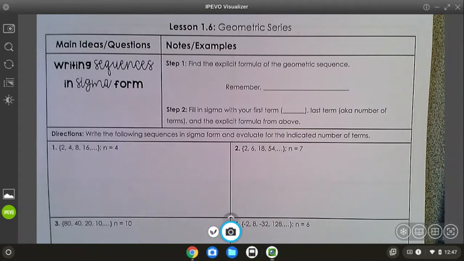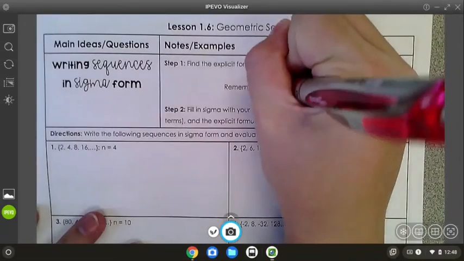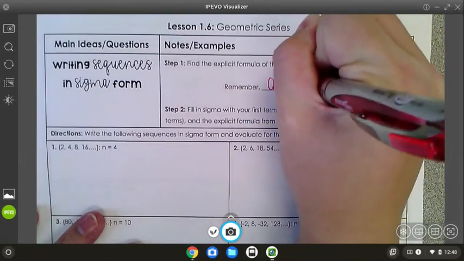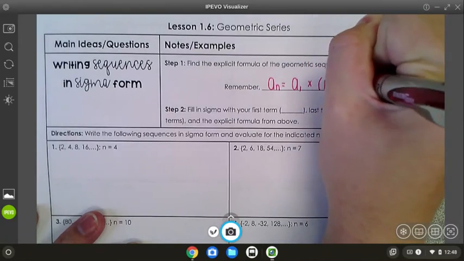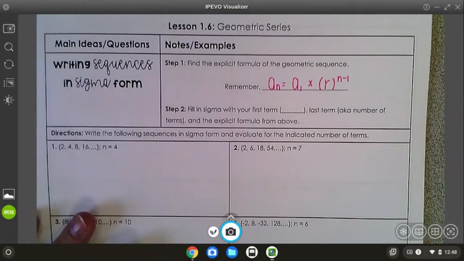1.6, geometric series. So we're going to learn about geometric series, whereas last lesson was on arithmetic series. And you need to remember the explicit formula for a geometric sequence. Remember, that's A_n equals A_1 times r to the n minus 1 power.